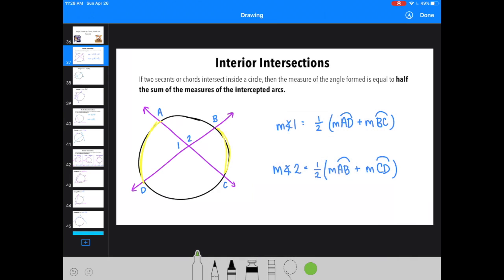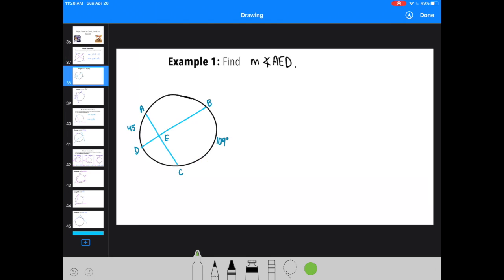So for example, if I was looking at angle 2, the measure of angle 2 is going to be equal to 1/2 of arc AB plus arc CD. And those arcs and angles are all in alignment. So let's look at some calculations.